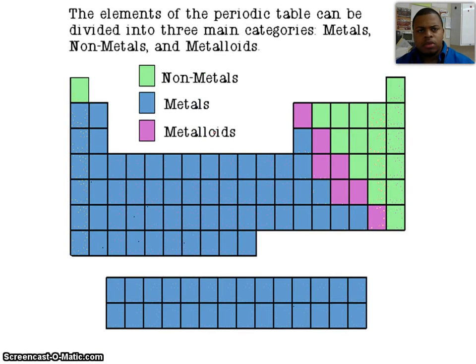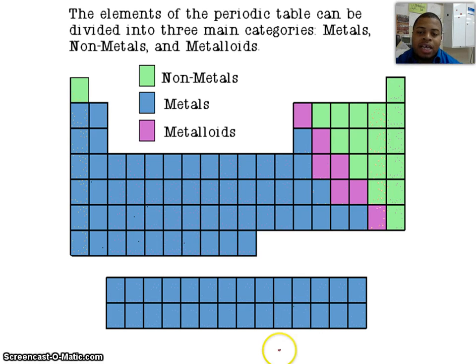Now, when we look at the periodic table, it's divided into three main categories: nonmetals, metals, and metalloids. Paying attention to the chart here, you notice that the majority of the periodic table is made up of different metals. So we're going to continue to use those when we talk about ionic bonding. All ionic bonding is going to have a metal involved in some way, shape, or form.